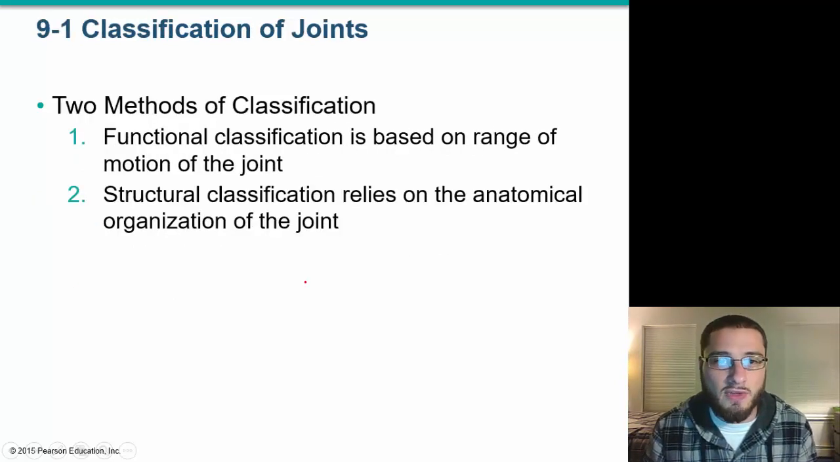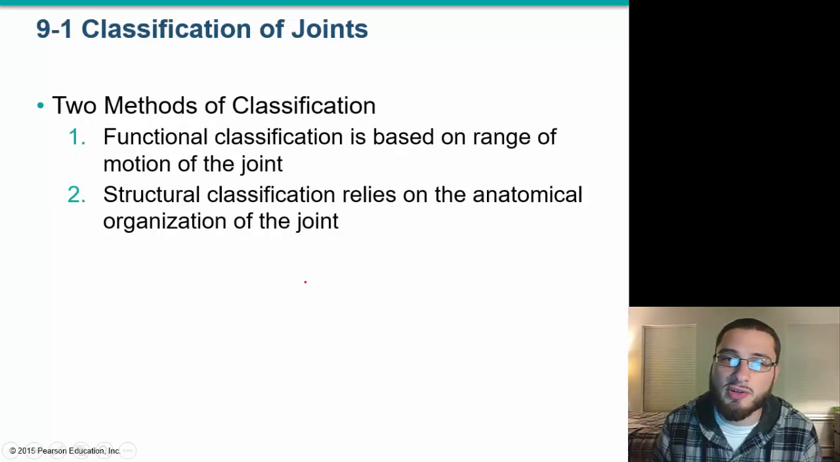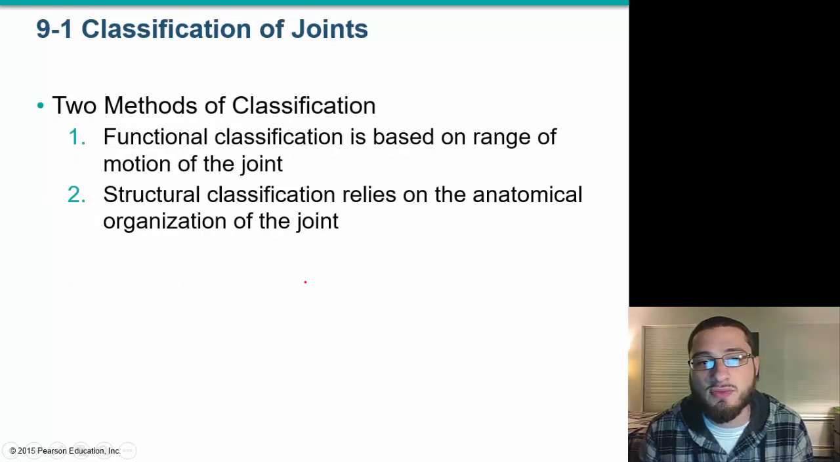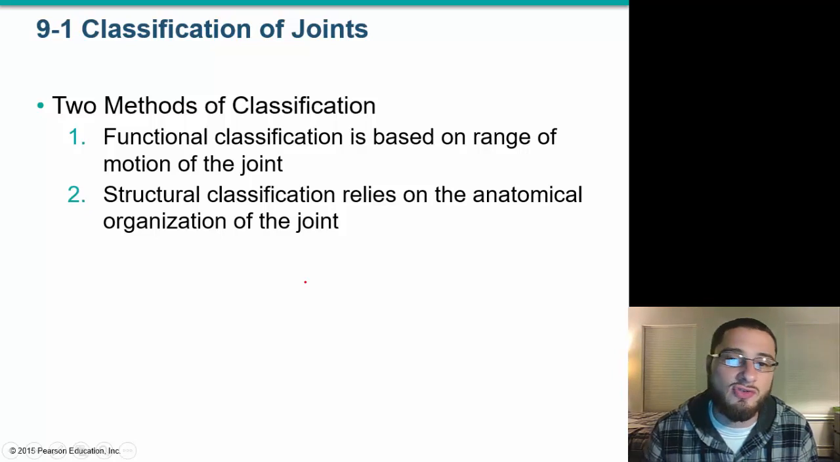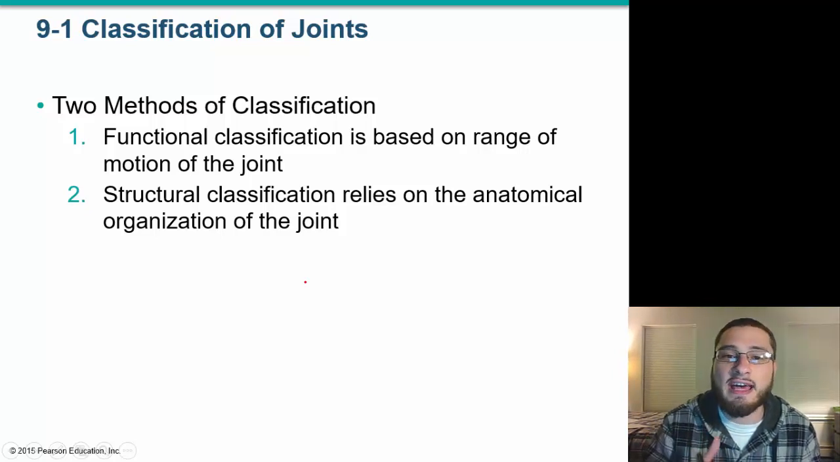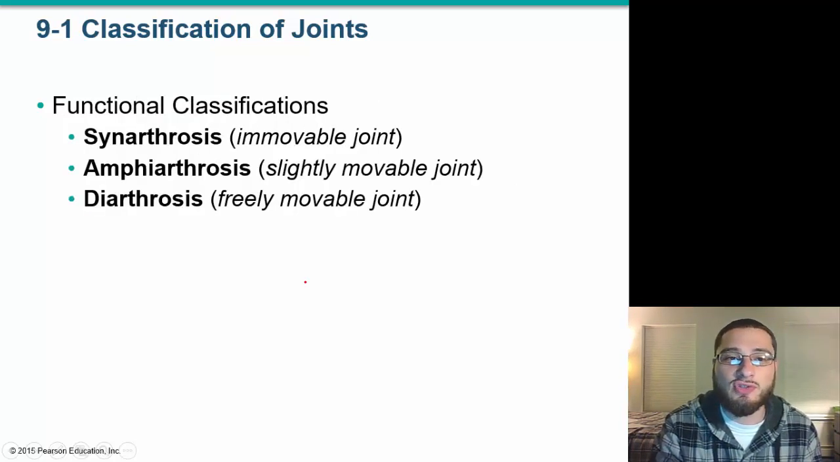So there are two methods of classifying any joint: either functional classification, which is based on how it functions, its range of motion, and then structural classification, which relies on just the structure itself, the anatomy of that joint, to really classify the specific joint.